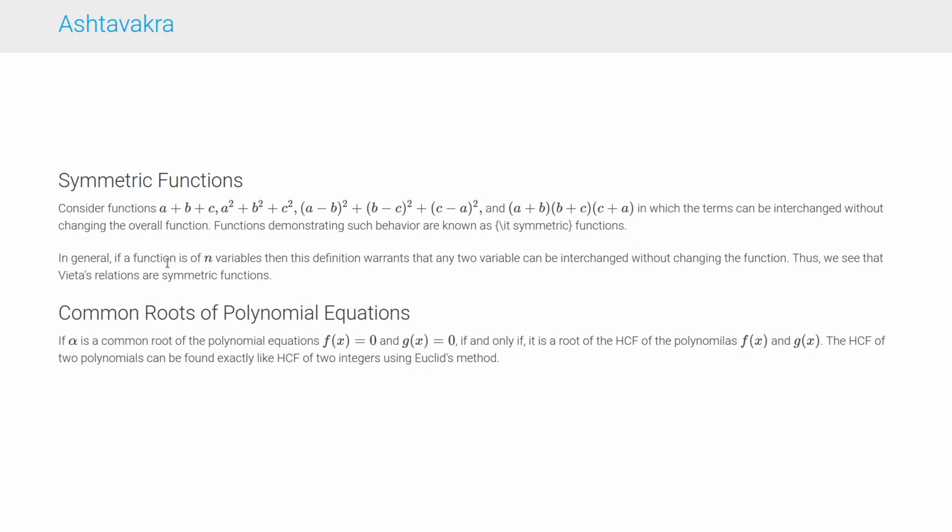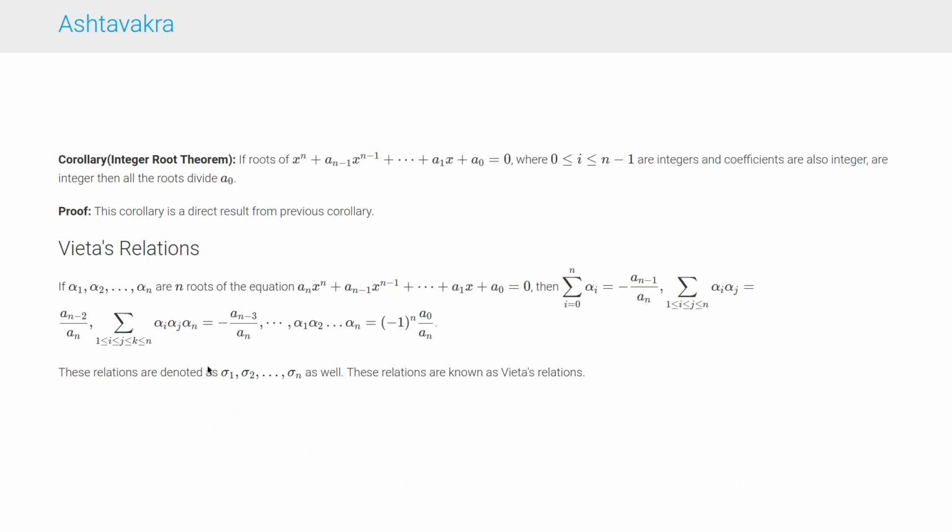In general, if a function is of n variables, then this definition warrants that any two variables can be interchanged without changing the function. Thus, we see that Vieta's relations are symmetric functions. So, these relations sigma 1, sigma 2 and sigma n are symmetric relations because you can interchange any variable with any other one.